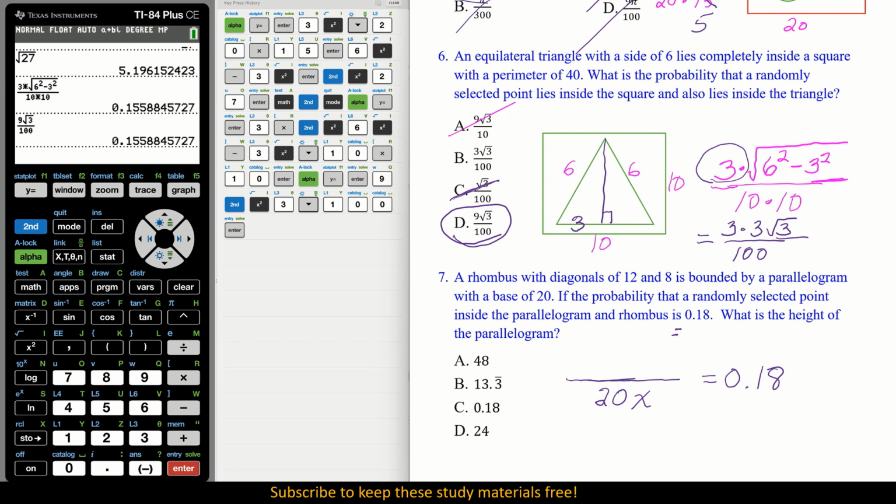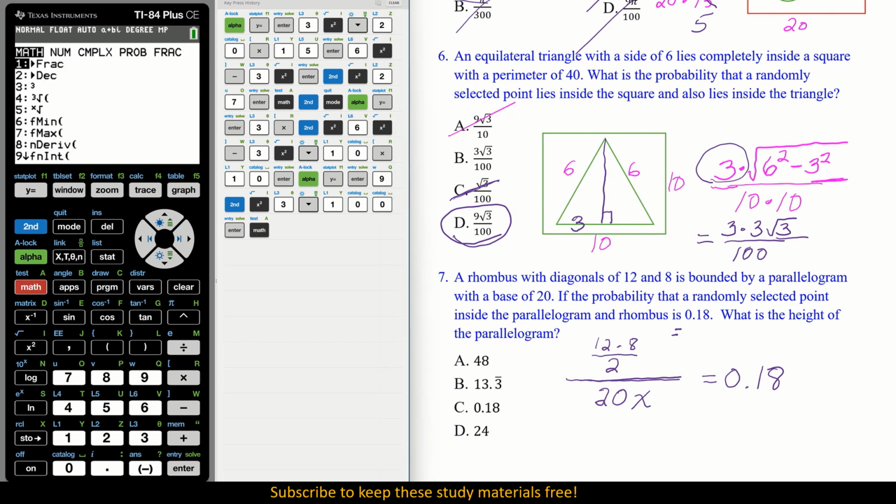Now, a rhombus. How do you get the area of a rhombus? That is the two diagonals multiplied together, all divided by 2. And you're like, oh my gosh, I got to work all that out. No, you don't. The TI-84 has an option on it. How do we get there? Go to math and see the first thing I arrowed up. Math, arrow up, you get C, numeric solver.